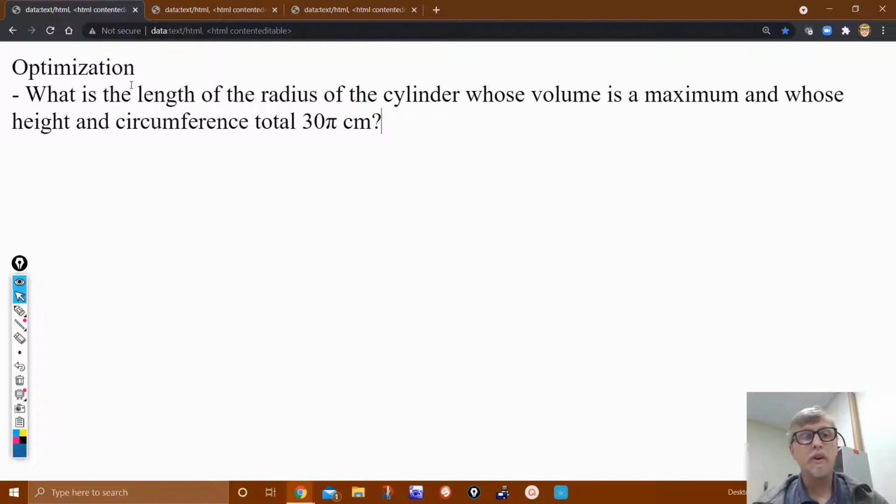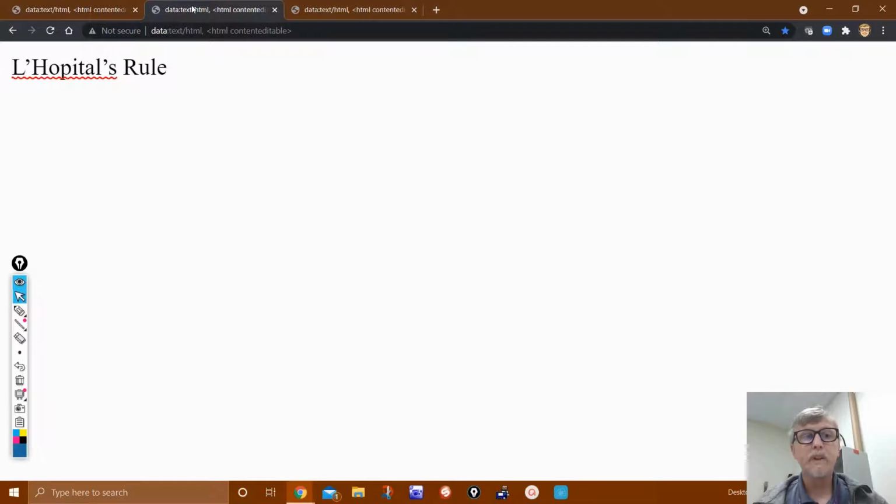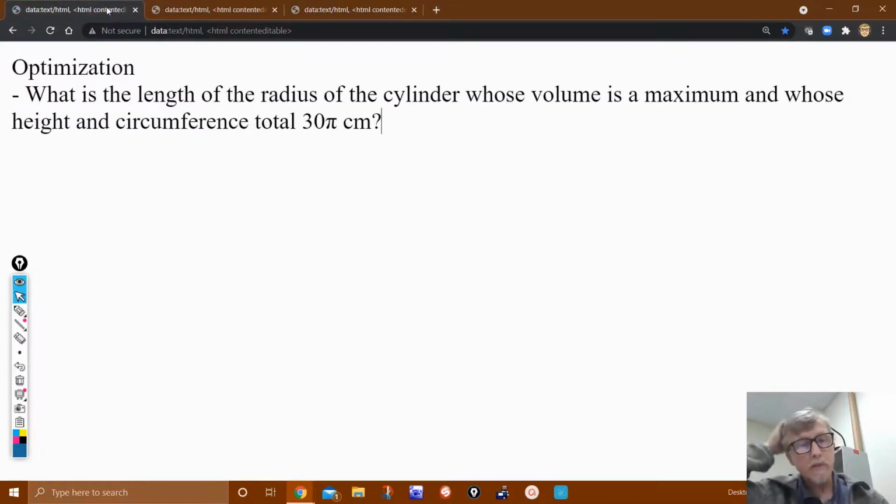Today we're going to talk about optimization, L'Hopital's rule, and antiderivatives. So optimization, what does it mean to optimize something? Well, what it means is to find the best or worst case scenario of a changing quantity given a constraint.